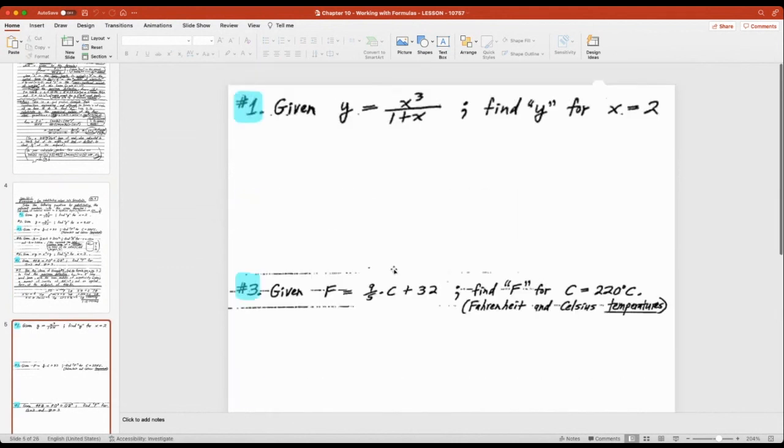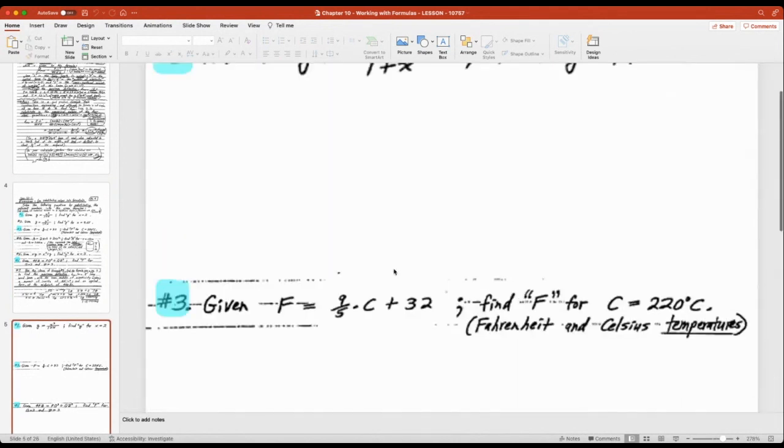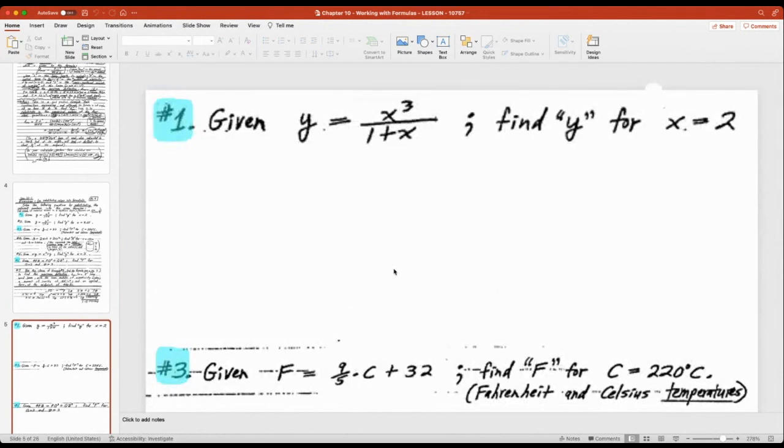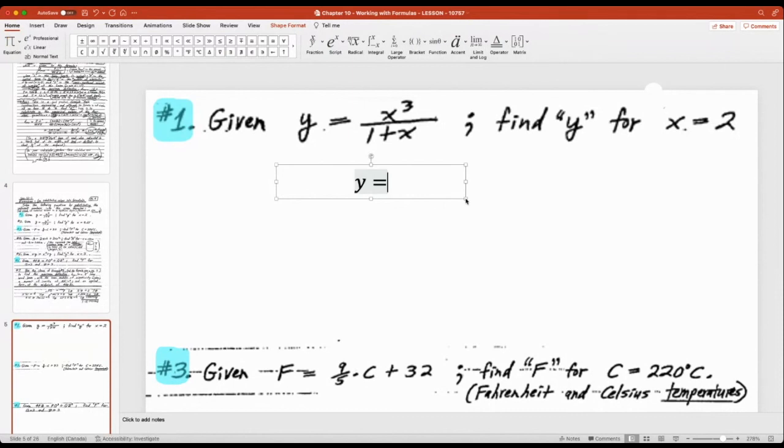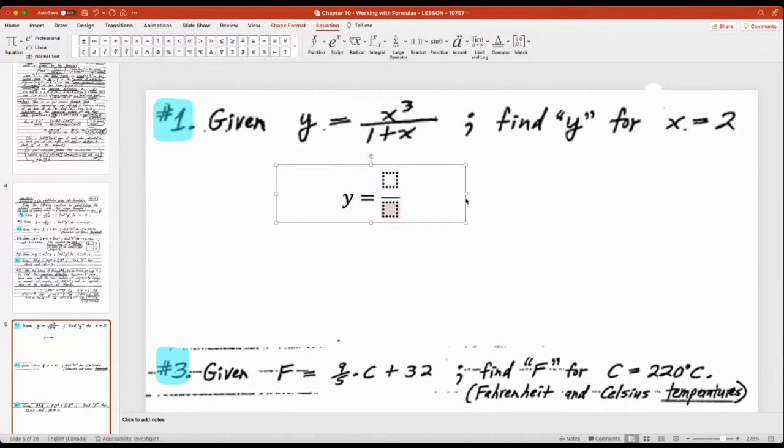So here's the first example. I'll just zoom in here carefully. We have y equals this rational function, and we're just asked to find y when x equals 2. When it comes to formulas and substituting quantities into them, the way that I've been very successful at doing this without too much risk is writing the following down. I always write a template.